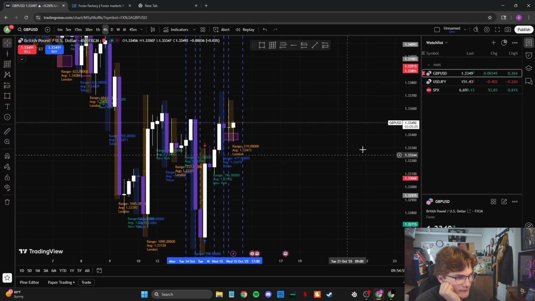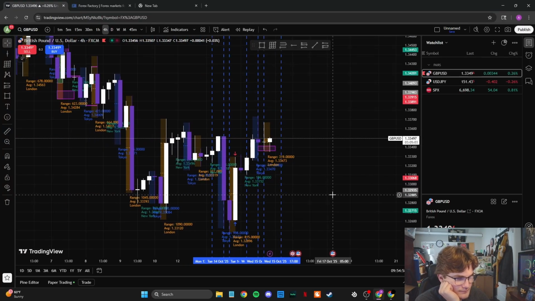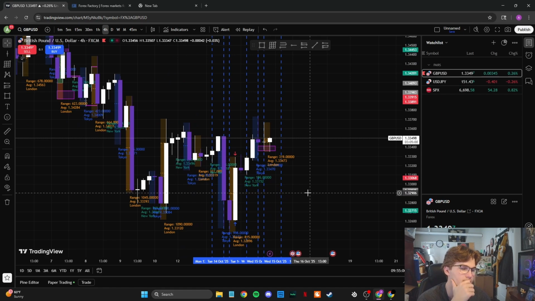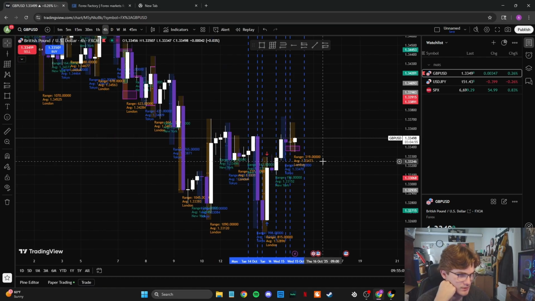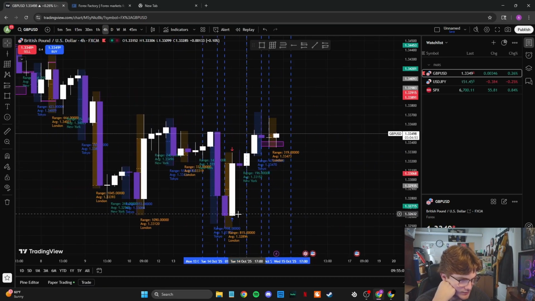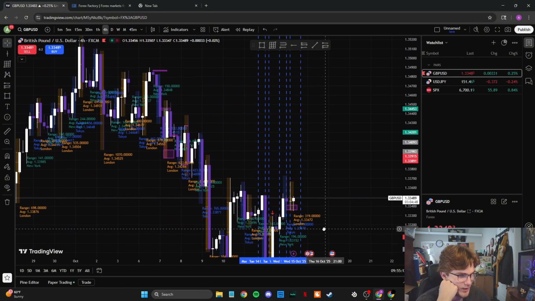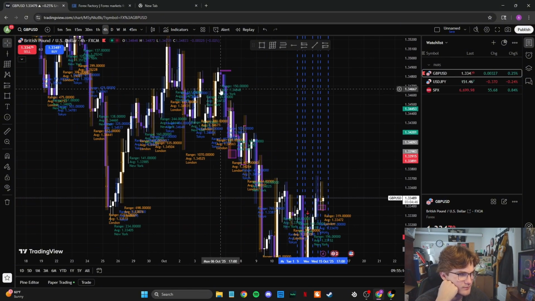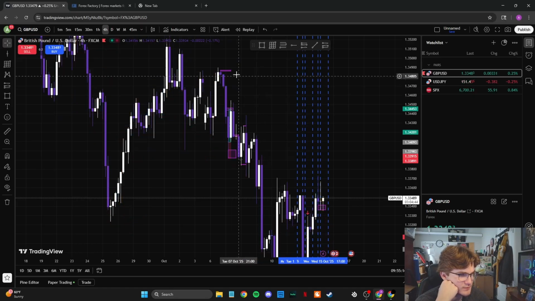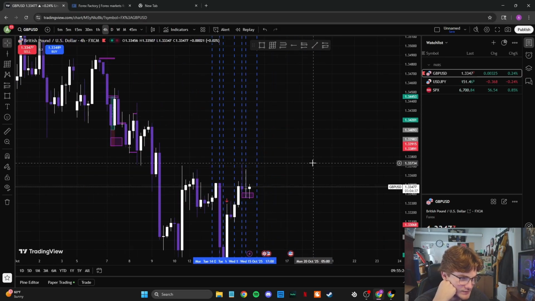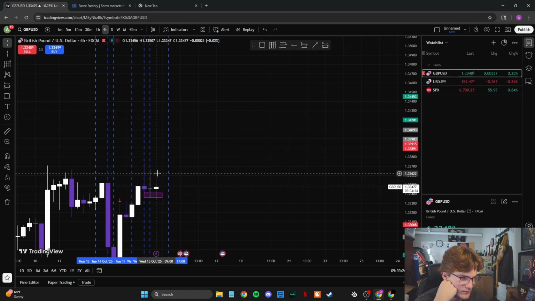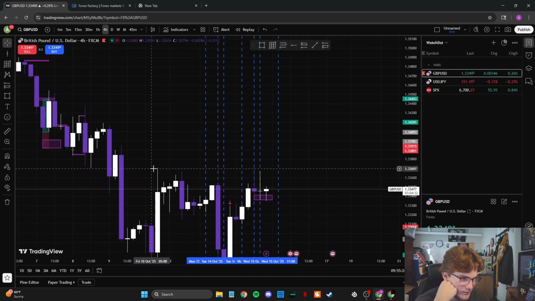So, 4 hour. Market structure is bullish. There's no bearish break of structure. It's not going down right now. However, the entire structure is bearish, and there's just this liquidity sweep here on these highs.